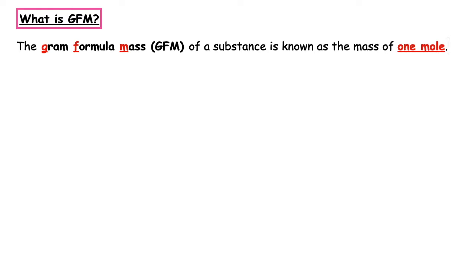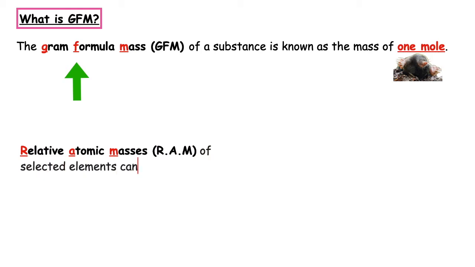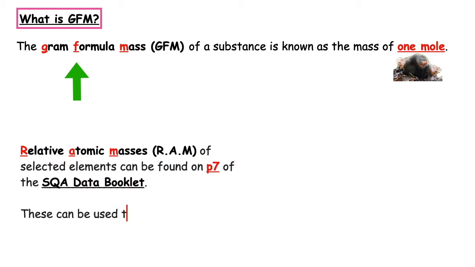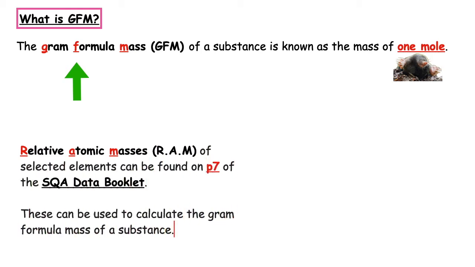The gram formula mass, GFM, of a substance is known as the mass of 1 mole. Not the mole that you'd find in the ground, but meaning one of that particular substance that we look at when we work out the formula. The relative atomic mass of selected elements can be found on page 7 of the N5 SQA data booklet. These can be used to calculate the gram formula mass of a substance.